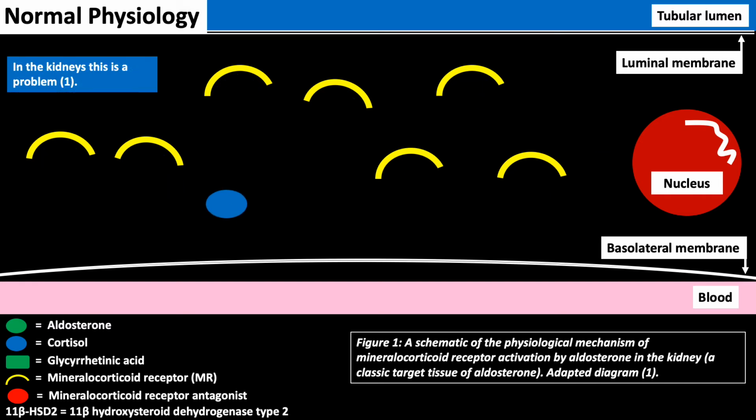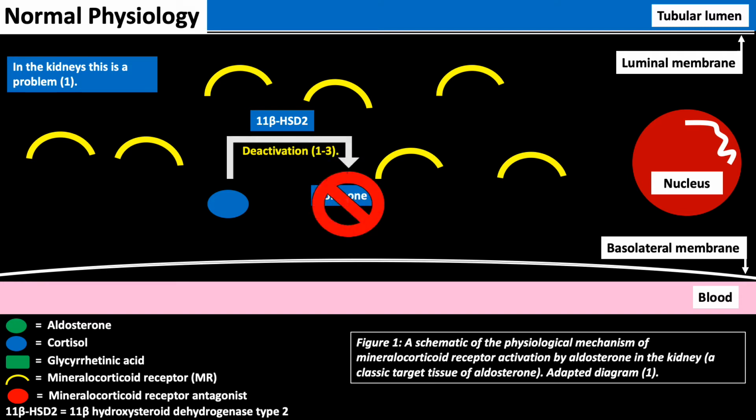Thankfully though, an enzyme known as 11-beta-HSD2 found in aldosterone-specific tissue converts active cortisol into inactive cortisone. Cortisone cannot bind to these receptors.